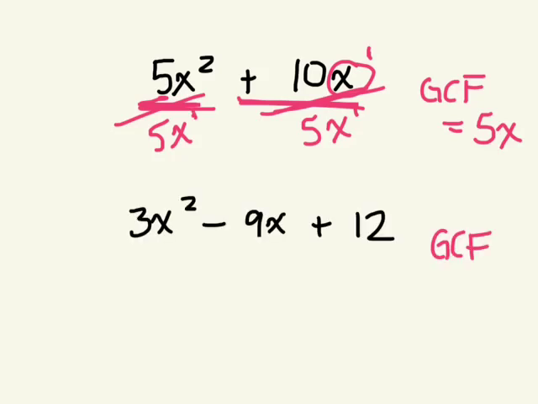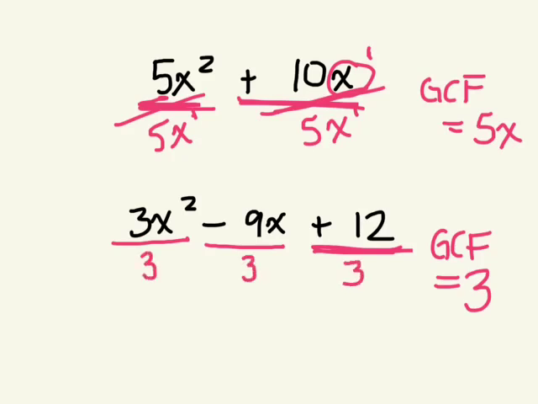Okay? So for the next one, what can all three terms, so we have a 3x squared term, a negative 9x, and a positive 12, be divided by? 3. Do they have x in common? No. 12 does not have an x. I can't take a number and divide it by x. So the greatest common factor is 3.